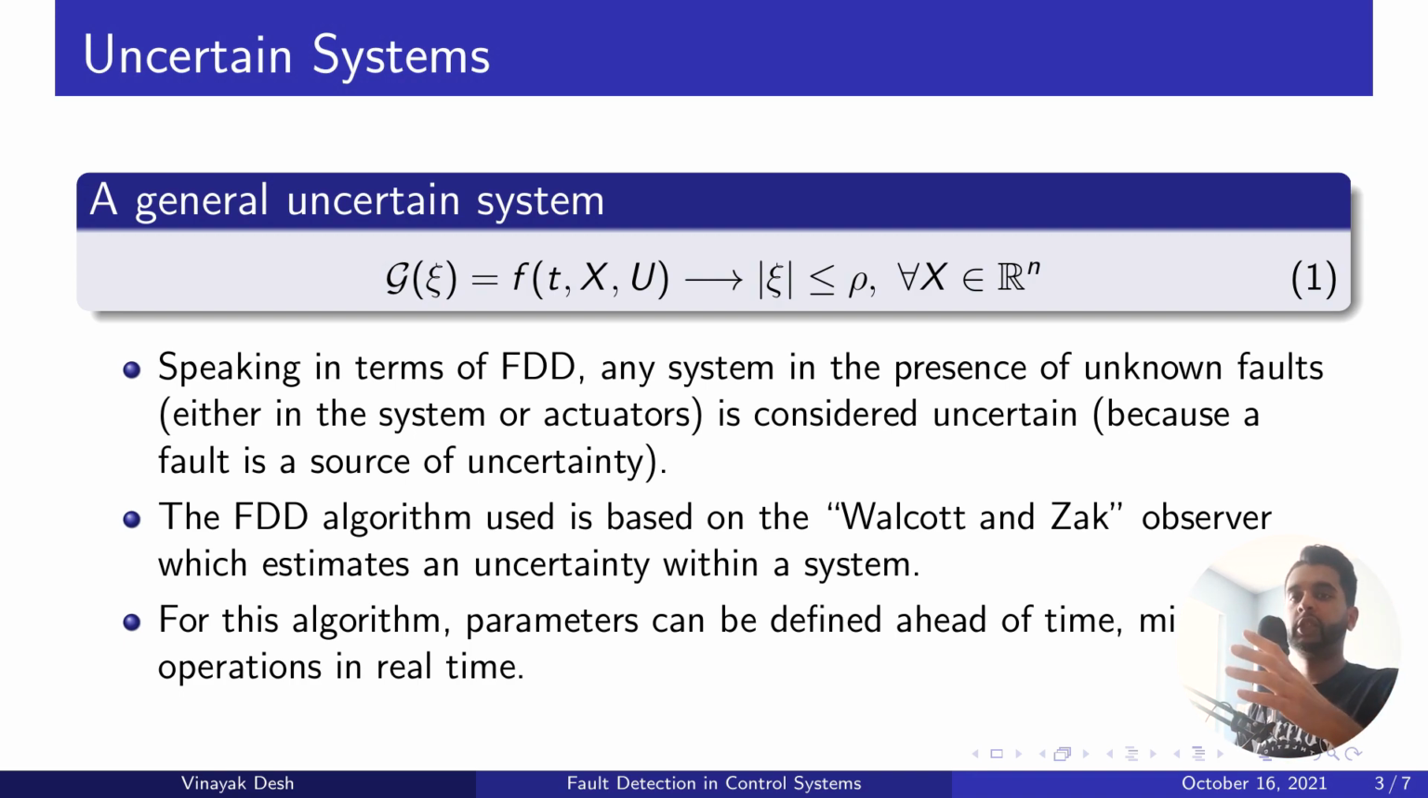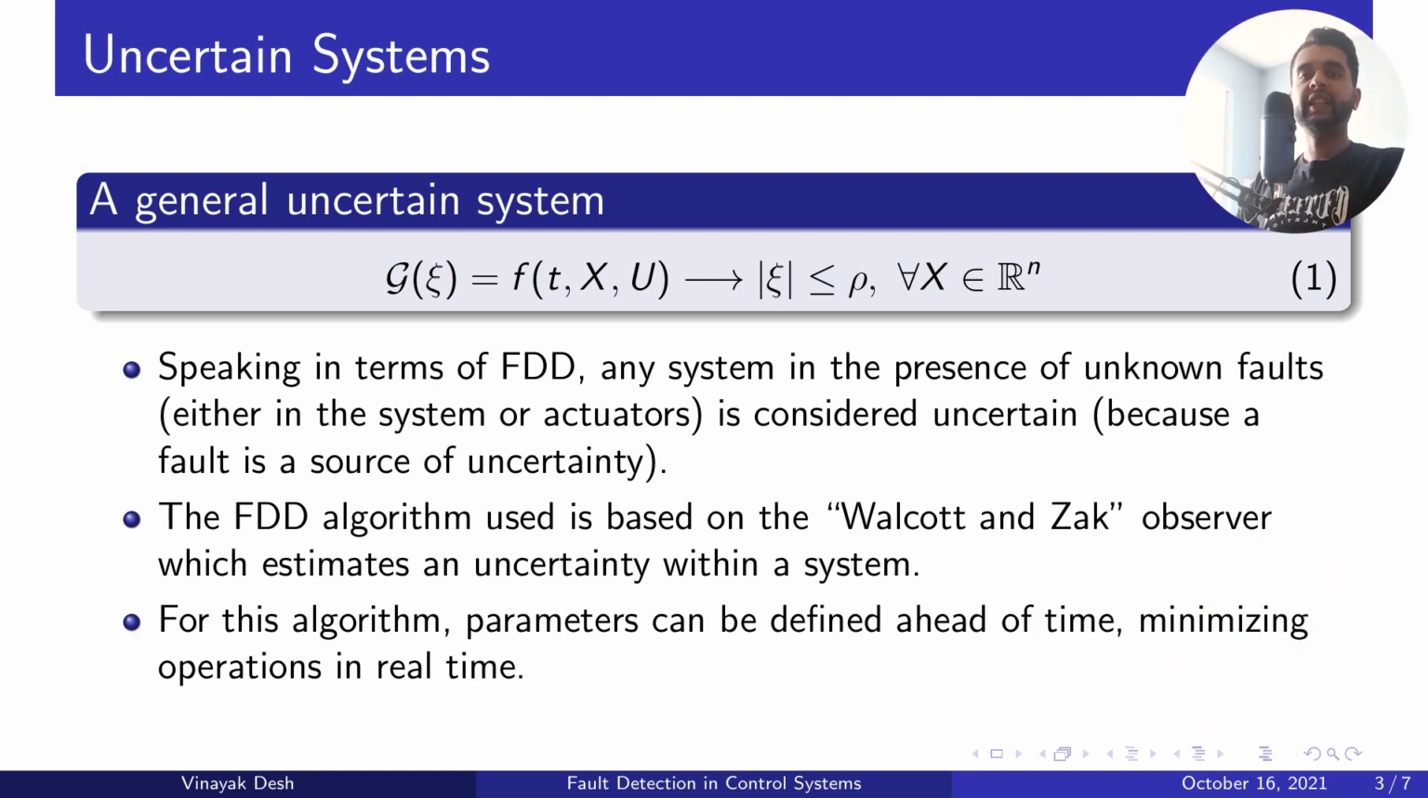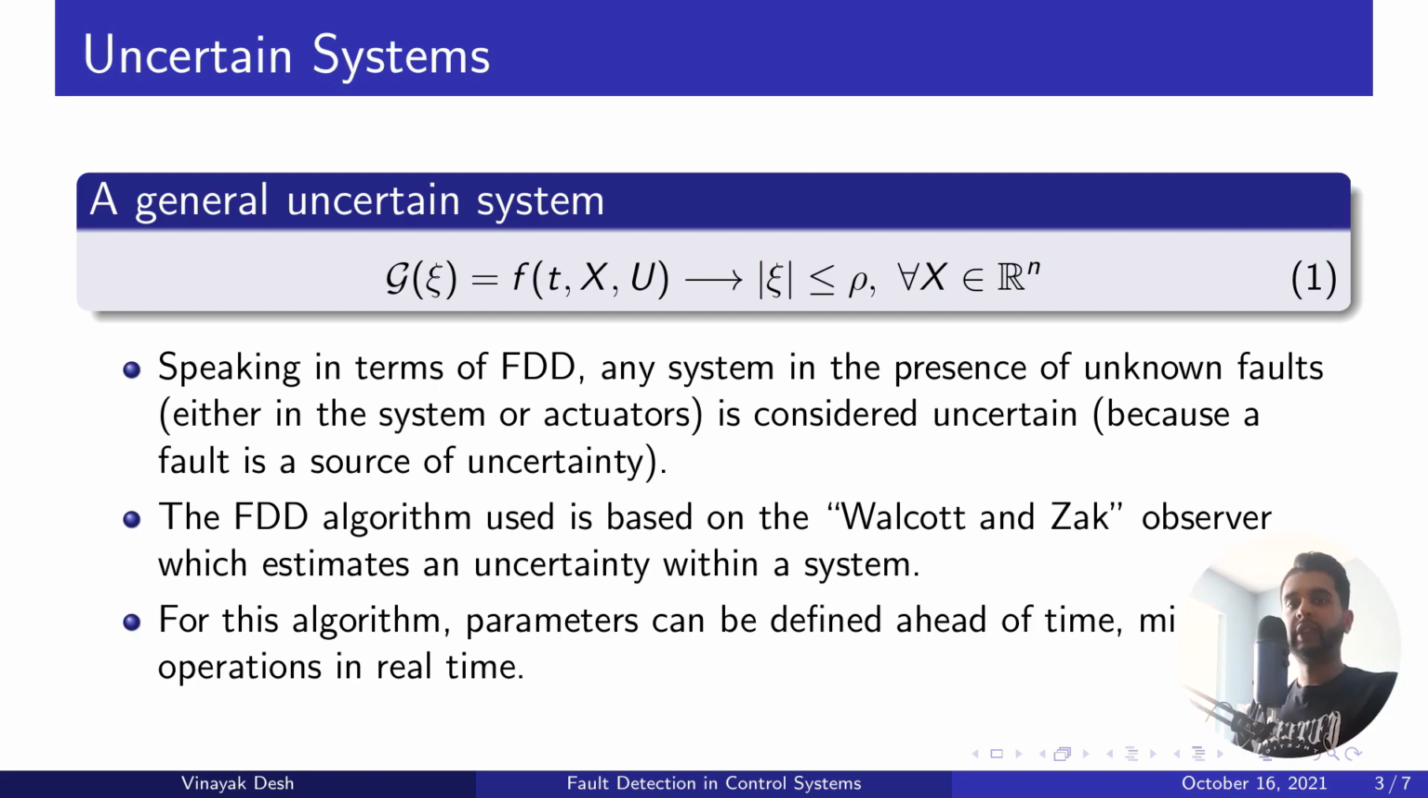So you know for sure that it'll be either a full fault or no fault. So obviously any error in a system is bounded by some values. The algorithm which we'll use is the Walcott and Zak observer. This is a simultaneous state and fault estimation tool that you can use. The parameters can be defined ahead of time to save real-time operations, so you can save a lot of time computationally, and you can implement this into systems where you don't have a lot of processing power, for example.